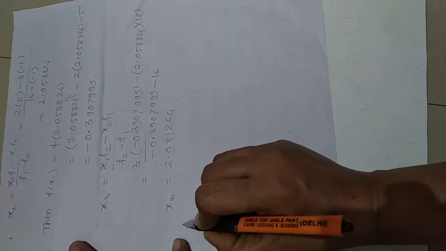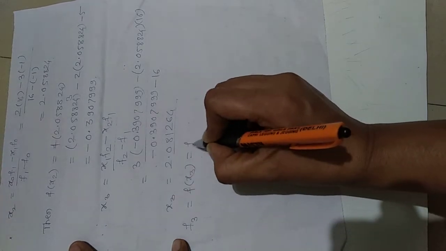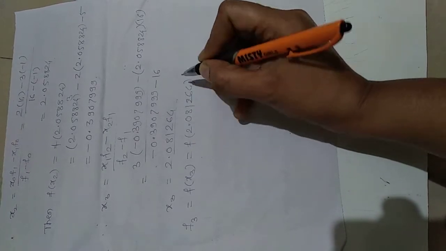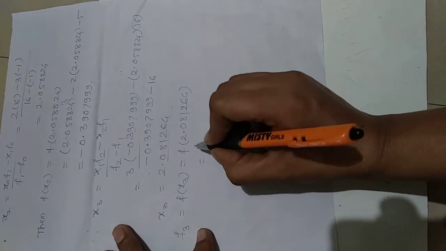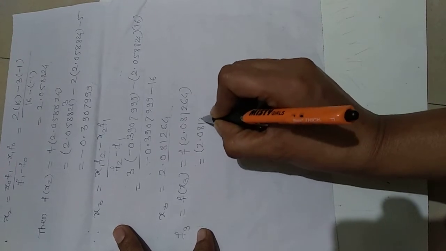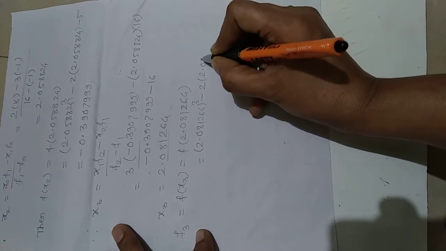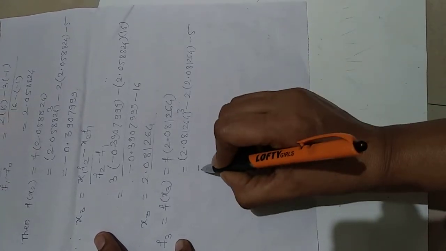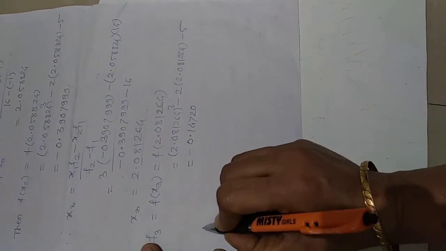That is, x3 is equal to 2.08126. Then find f3, that is f of x3 is equal to f of 2.08124, and put this value in the equation: 2.08124 raised to the power 3 minus 2 into 2.08124 minus 5, that is equal to minus 0.1470720.